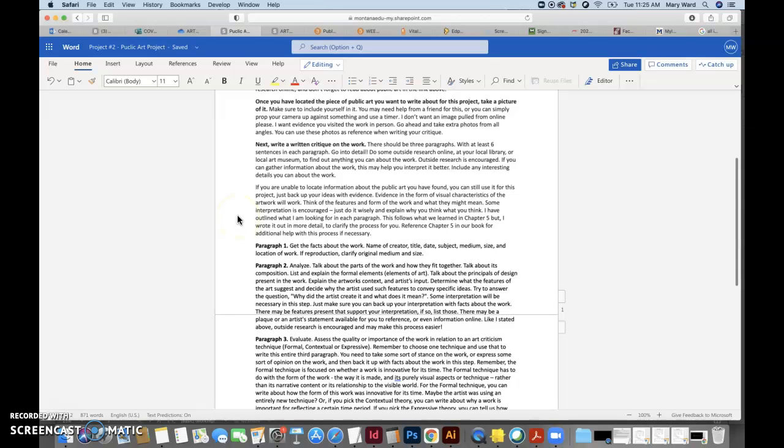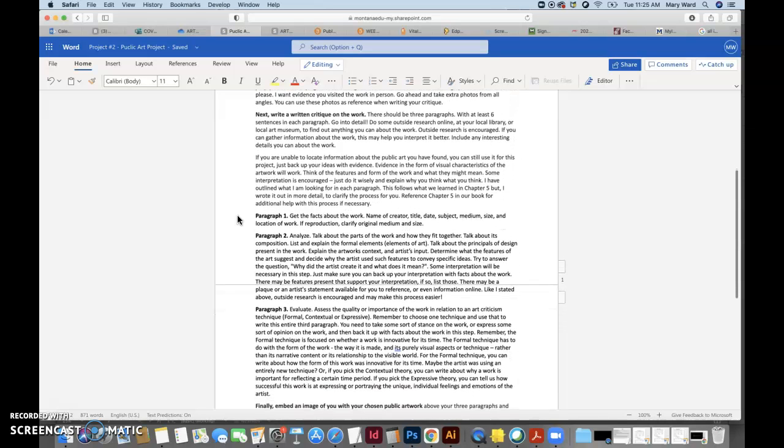Once you've located the piece of public art you want to write about, take a picture of it. Make sure to include yourself in it. You may need help from a friend for this. You can use a tripod. You can use a timer. You can set it up against something. Your phone will work well for this. Or you can just have a friend help you take the picture.